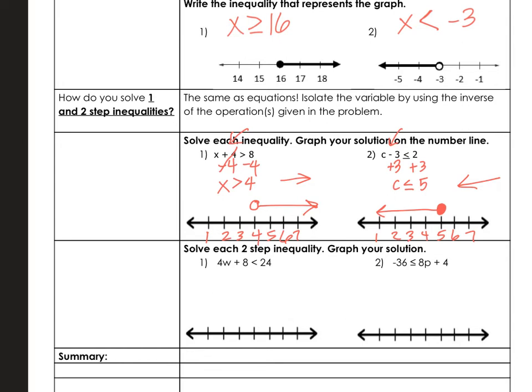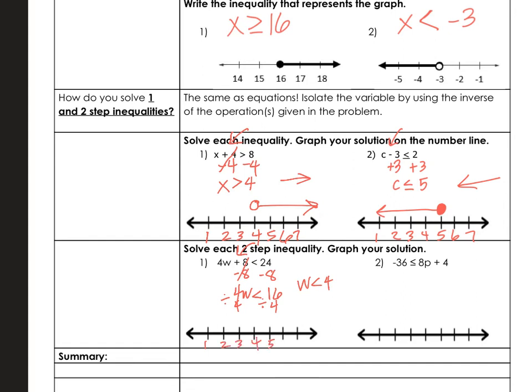Okay, so my variable is on the left-hand side for this first one. The first thing I need to do is get rid of my constant. So I'm going to subtract 8 on both sides. When I do that, I get 16 on the right, and then I have 4w on the left. Now I need to divide by 4 on both sides. When I do that, I get w is less than 4. That's my inequality. So now I'm going to write my numbers below my number line.